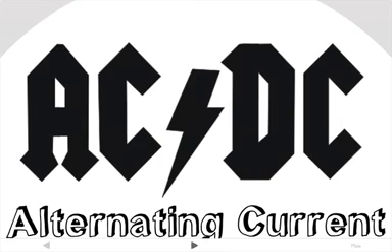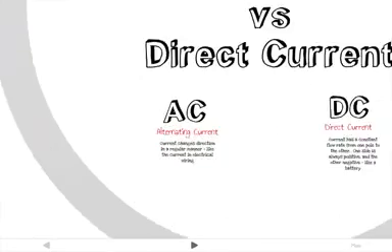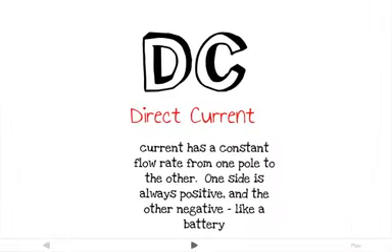Now there are two types of current. There's alternating current and direct current. Alternating current is when the electrical current will change direction in a regular manner, so it will go kind of back and forth. Direct current has a constant flow rate from one source, such as a battery, where one pole is always positive and one is always negative.